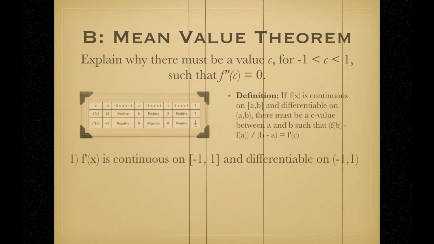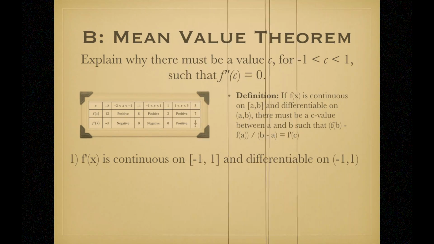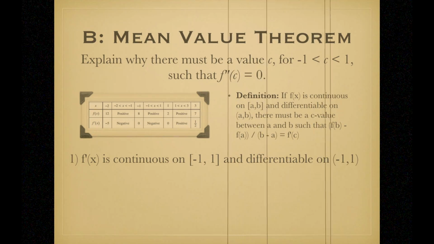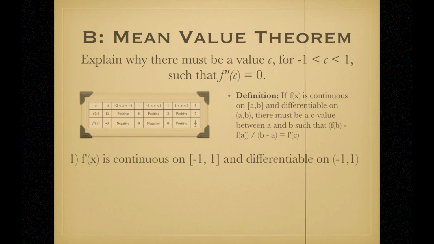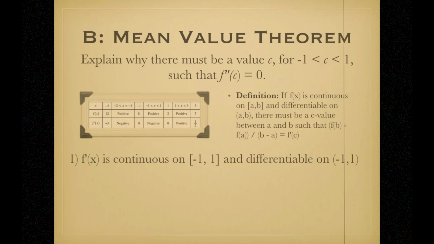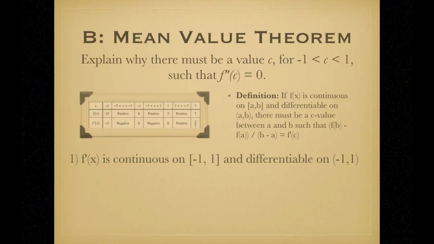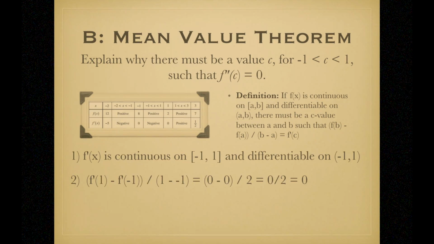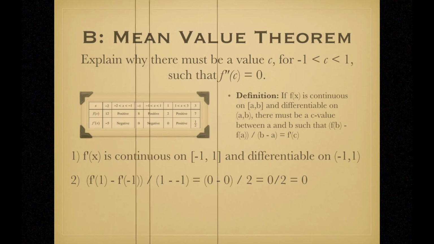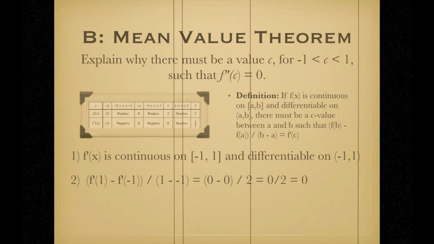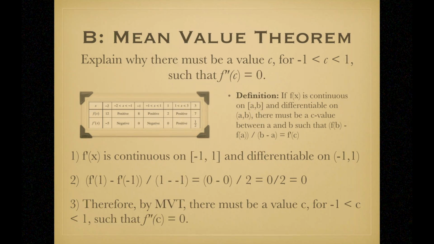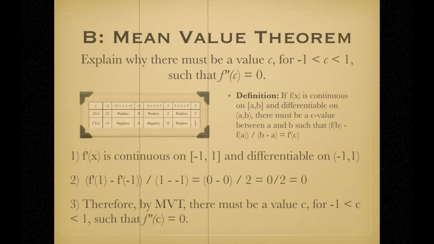The problem says that f of x is twice differentiable, so we know that f prime of x is continuous on the closed interval -1 to 1 and differentiable on the open interval -1 to 1. Both of these conditions must be met for the mean value theorem to work. Now find the mean value. The AP test gives you a point for this. Just this right here. Finally, state the conclusion. You get your last point for the part right here.